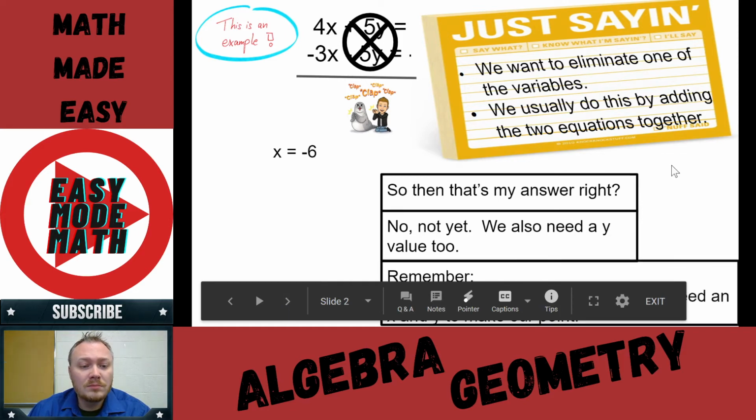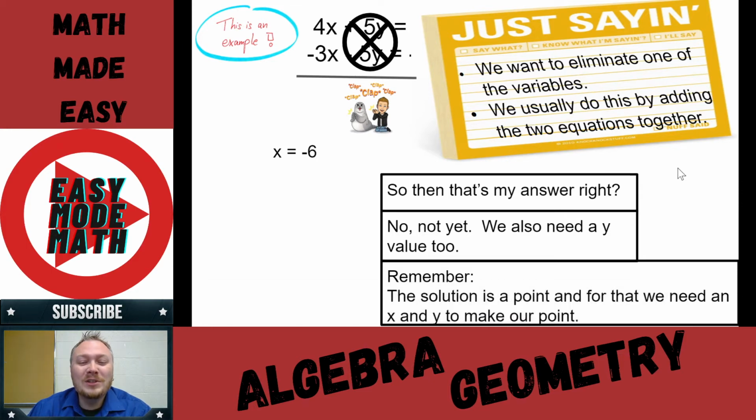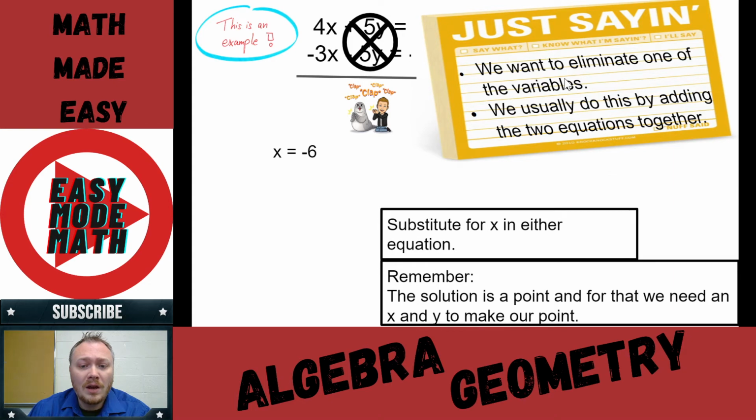Remember that the solution is a point, and for that we need to get x and y. We need both of them, okay, guys? So we're going to substitute in x into either equation, okay? So if you choose this first one here, 4x plus 5y equals 1, you're going to replace the negative 6 as your x, and then you're going to solve it just like it's a normal equation from any type of algebra situation, okay?